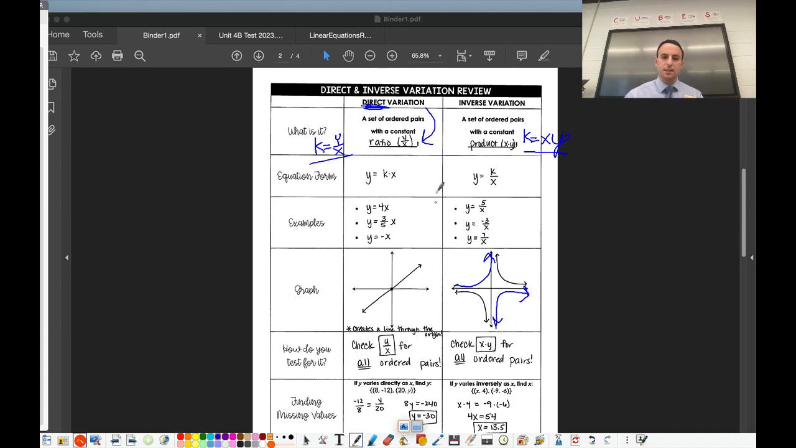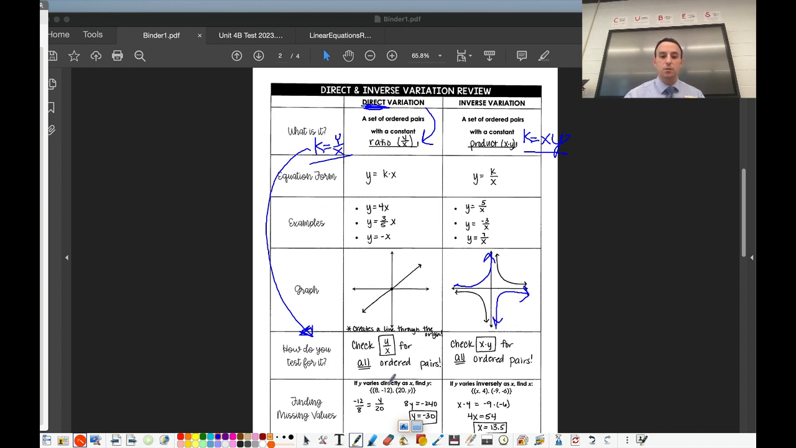Another piece, again, this is the same. This kind of repeats off of what we talked about down here. How do I test for it? How do I know if something is direct variation? I set up all the ordered pairs as y over x, and if I want inverse variation, I set up all the ordered pairs to be x times y. If they're all x times y, it's inverse variation. If it's all y divided by x and I get that same number every time, it's going to be direct variation.